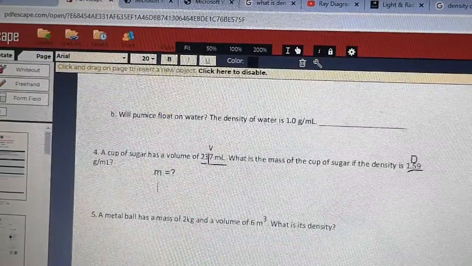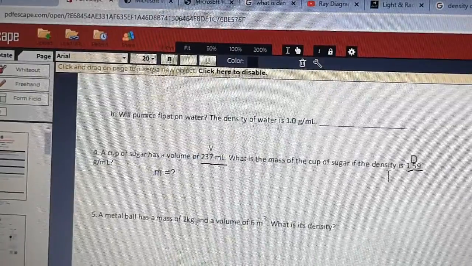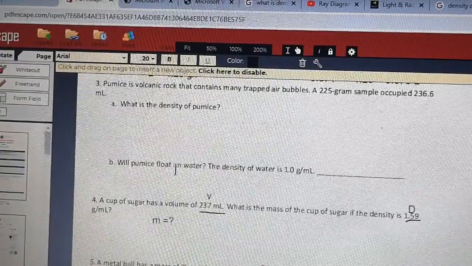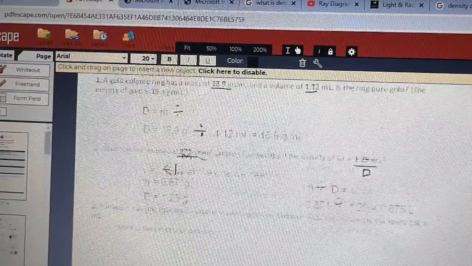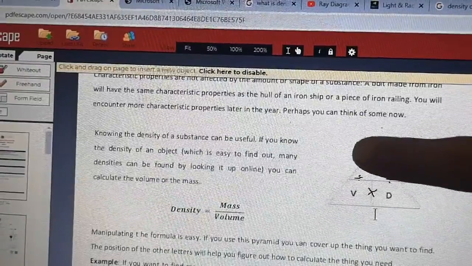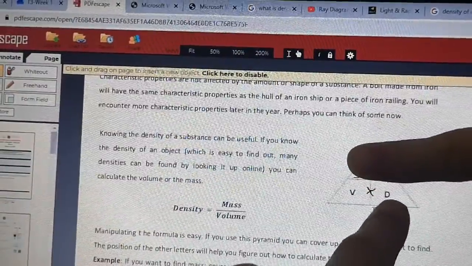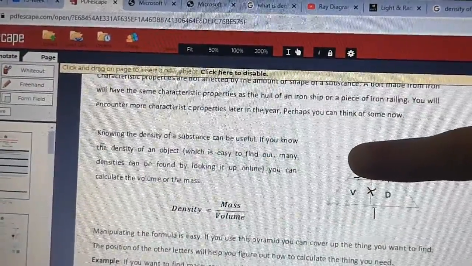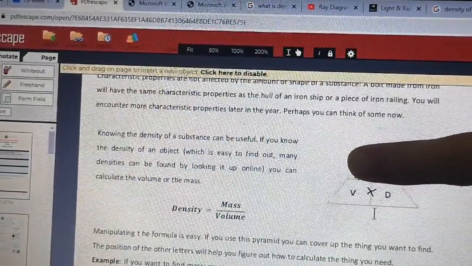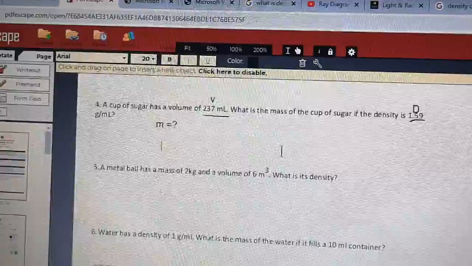I'm not going to write it again because I just highlighted it in the question this time. Giving you different ways to solve the problem. Some people prefer to just write what it is and then go straight to the equation. Okay, let's see what we need to find. Mass this time. So I cover the mass. And what is my equation? V times D. So volume multiplied by the density. Volume multiplied by density. So remember that, volume multiplied by density. Okay, write it down.